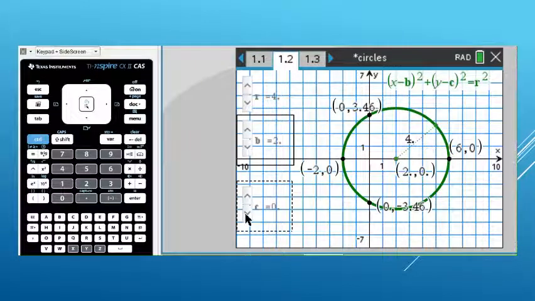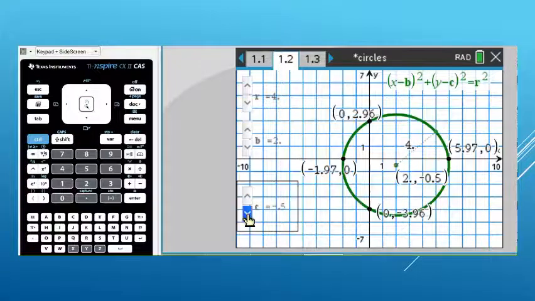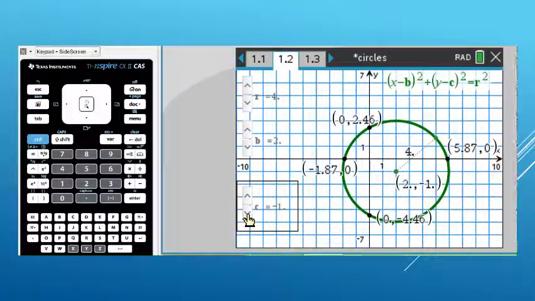If I make c, let's shift the graph down, translate the graph down, say a unit. See now the centre of the circle is (2, −1). The equation here would read as (x − 2) all squared plus (y + 1) all squared equals 16.